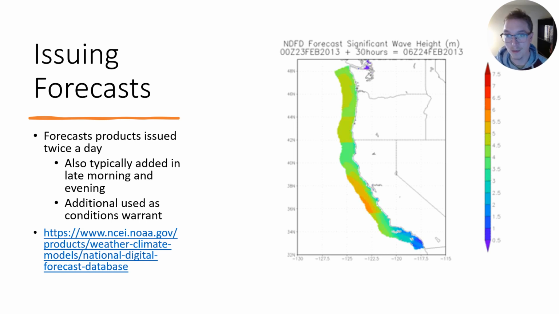When forecasts are being issued, the National Weather Service issues a comprehensive package of forecast products to support a variety of users twice a day. In addition, a late morning and evening update are typically issued. Additional updates are produced as conditions warrant. Although text forecasts have been the primary means of product dissemination for many years, the National Weather Service has converted many of its forecast products to a digital gridded format, like what you're seeing in this GIF that's playing out on the slide with us here.